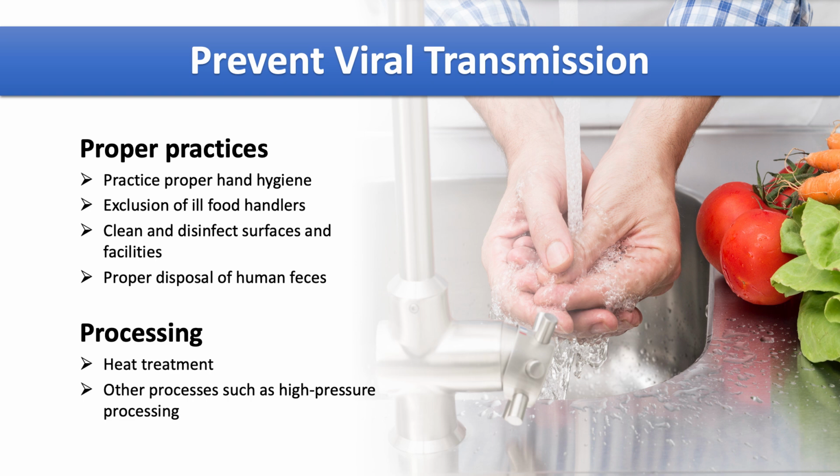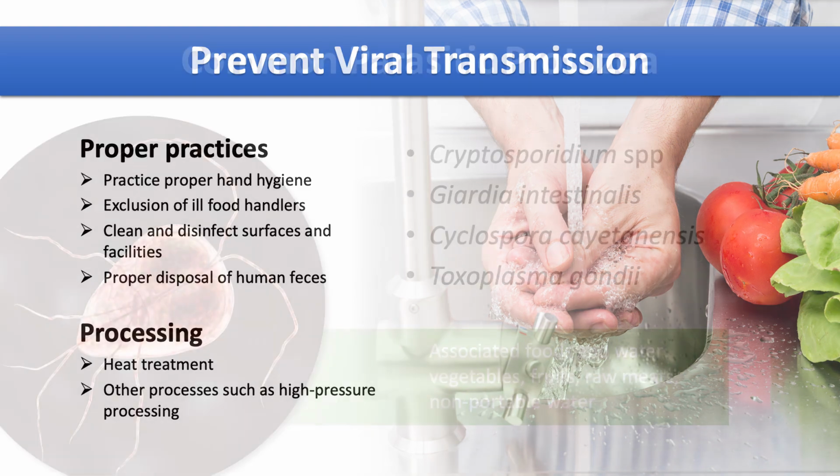Some examples of proper practices include practicing proper hand hygiene, exclusion of ill food handlers, cleaning and disinfecting surfaces and facilities, and proper disposal of human feces. Foodborne viruses can also be inactivated by processing methods, such as heat treatments or high-pressure processing.